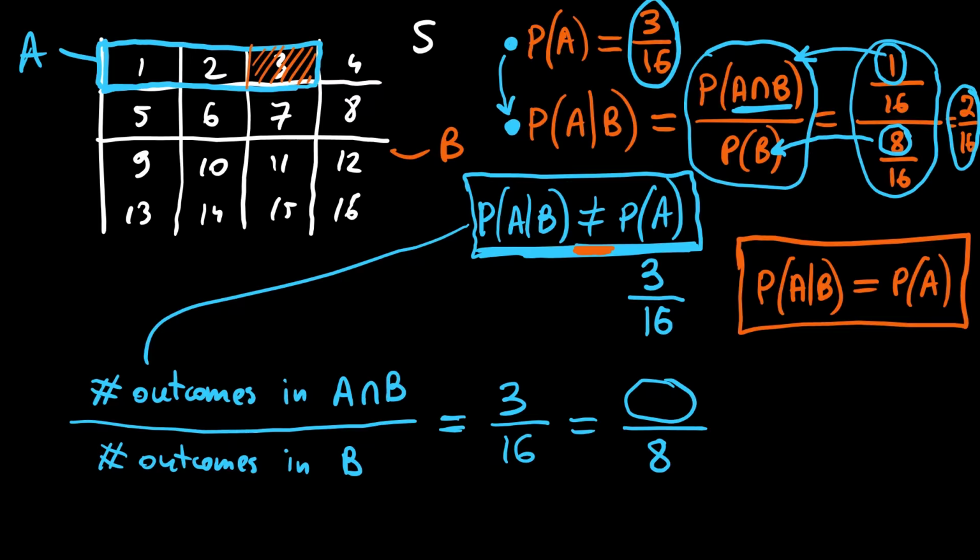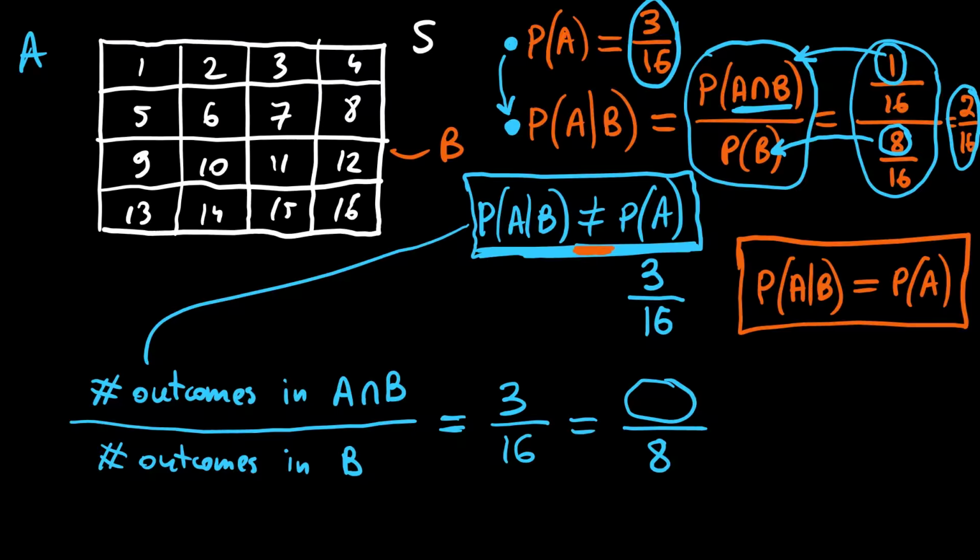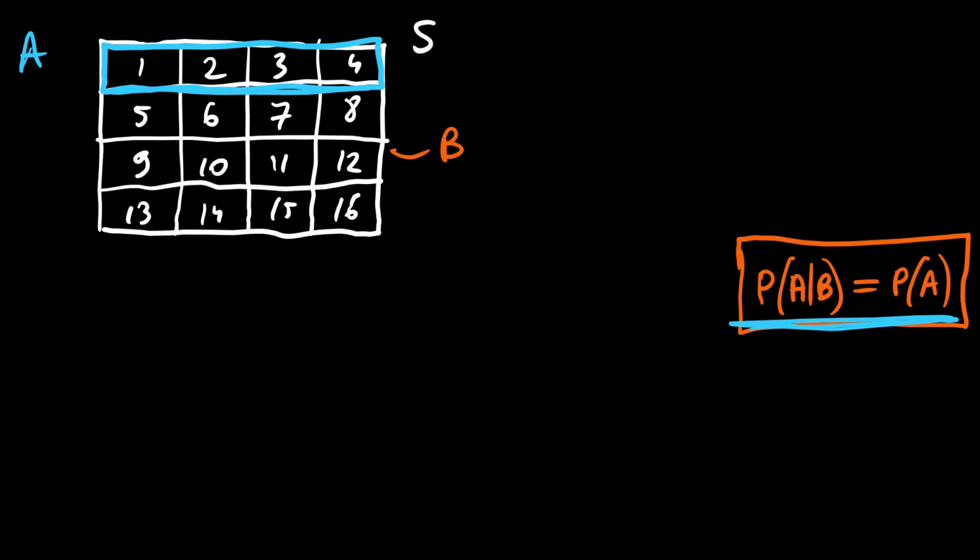But now if we slightly change the set A to include the first row, so those 4 outcomes, can we find a set B now such that the probability of A given B would be equal to the probability of A? In this case, the unconditional probability of A consists of 4 outcomes out of 16. They're all equally likely, so the probability of A is 1 over 4.